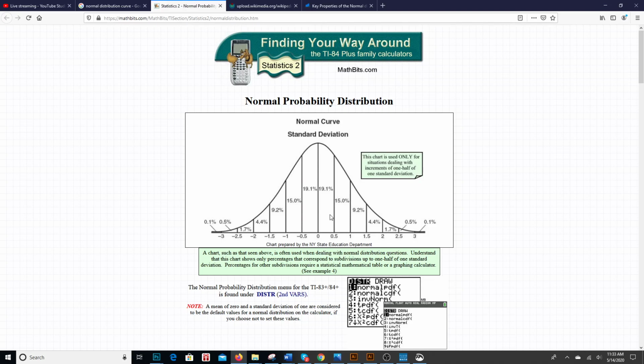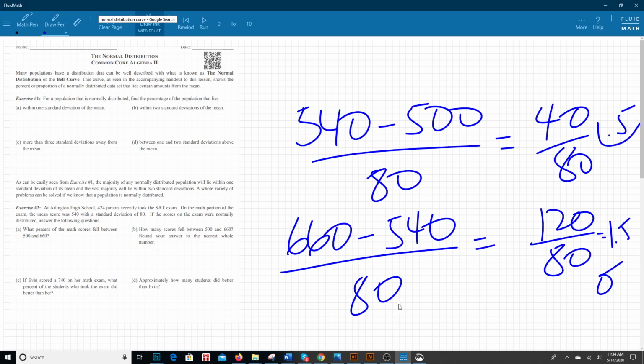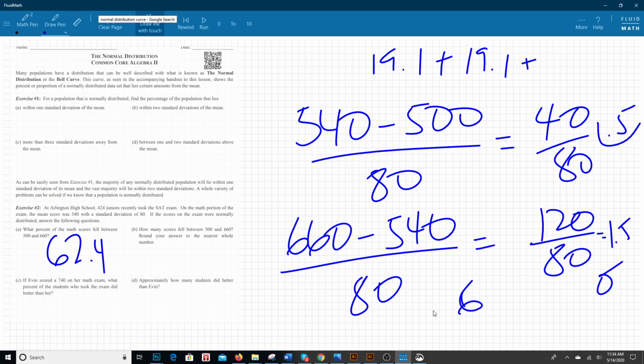Right? And then what else did it say? That was the 0.5. And then we want to do 1.5. So 1.5 is going to be 15. It's 1.5 above the mean, so it's 15 on top of that, right? And it's 0.5 below the mean, right? So together, if we add everything up, it's 9.2, 15, 19, and 19, right? We're left with 62.4. We have to add up all the percentages: 19.1 plus 19.1 plus 15.0 plus 9.2.